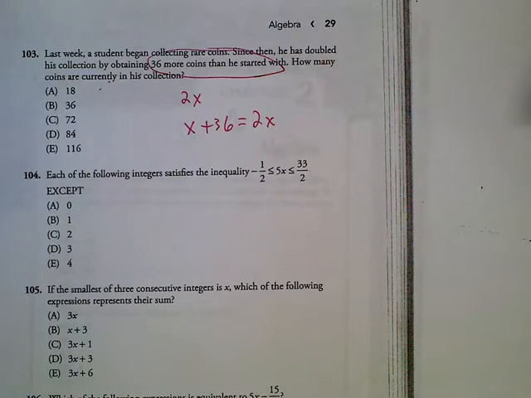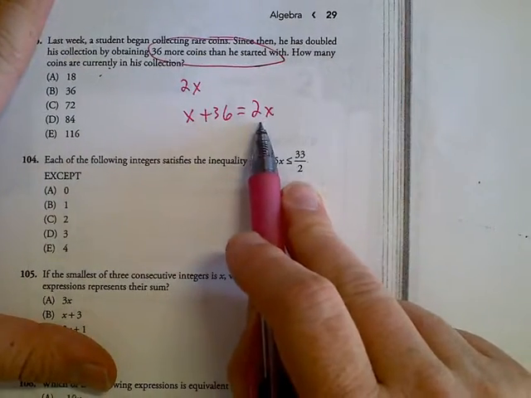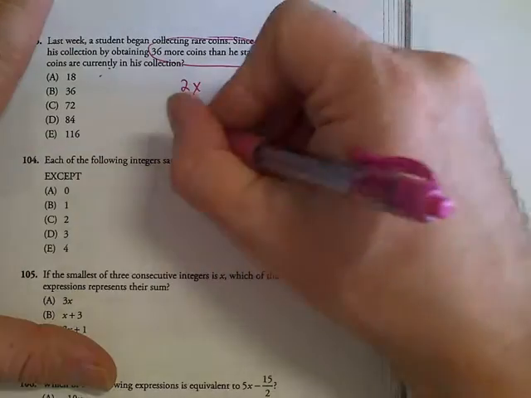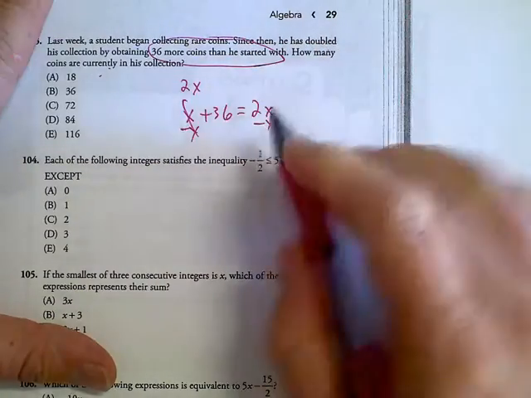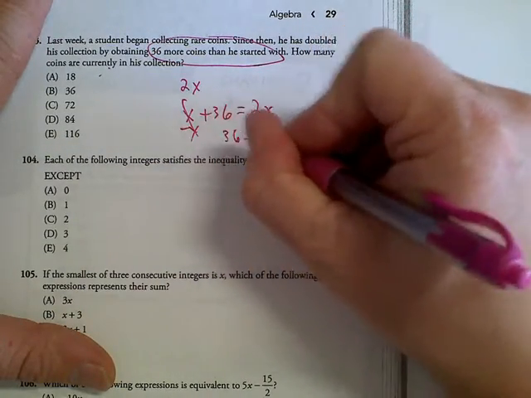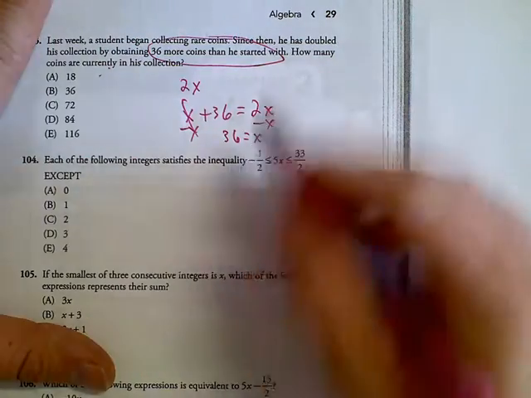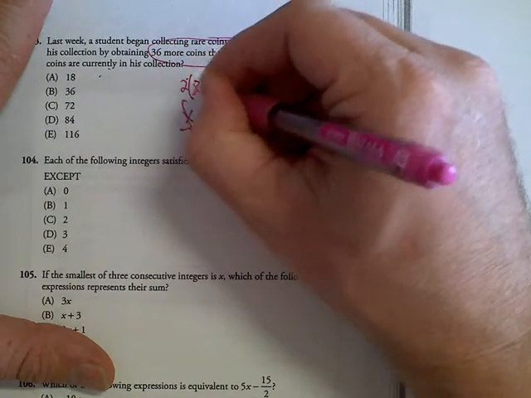Oops, sorry, my screen shut off. And he has 2 times as much as he did, then I know if I subtract x, then 36 has to be x. So if he has twice x, then he has 2 times 36, which is 72.